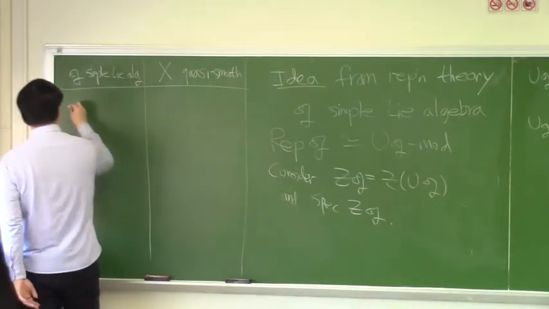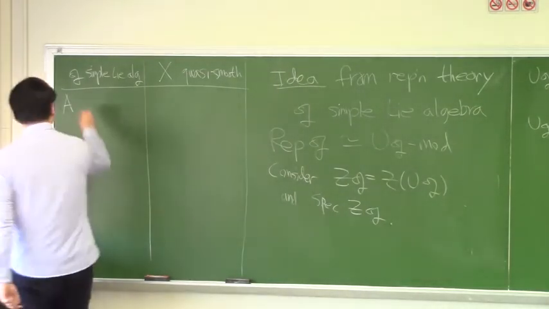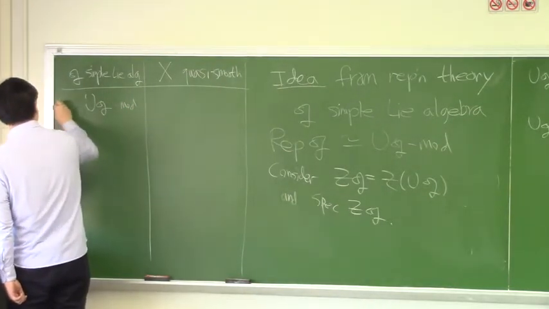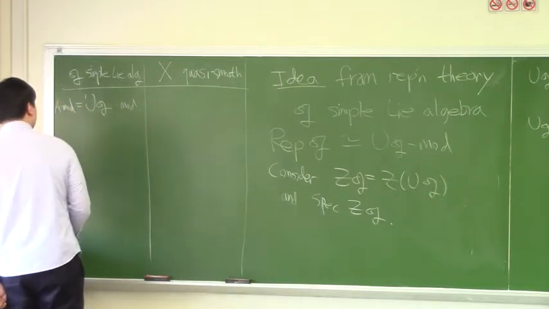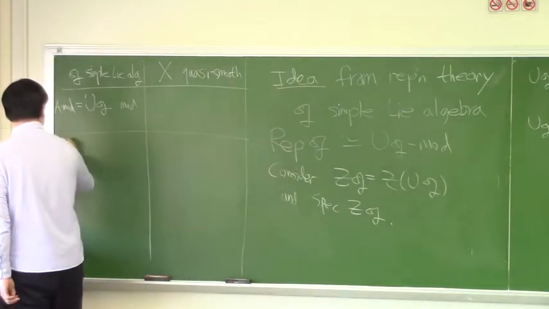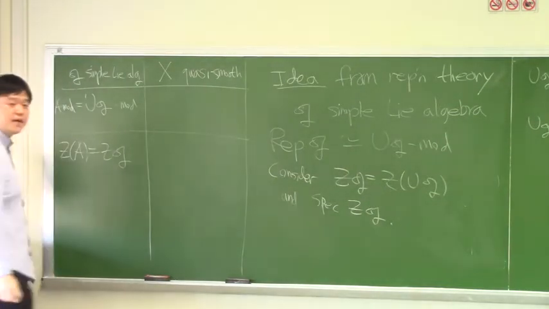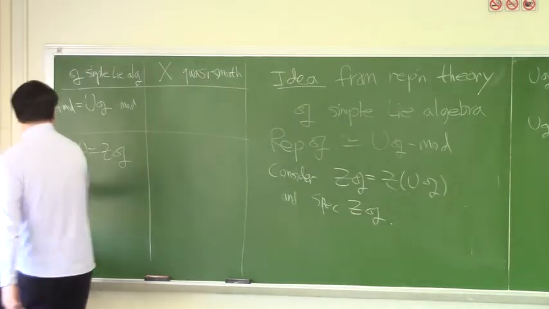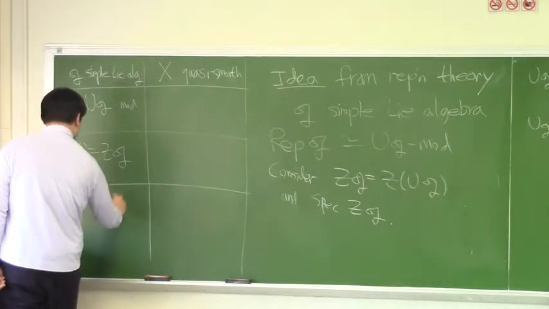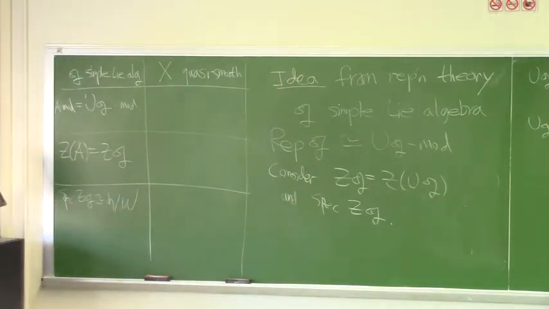So here, first of all, I want to note that this works for arbitrary algebra A, and the category A-mod, which in our case is G-mod. The next step is considering the center of A, in our case D. And the next step was thinking of the spec of the center, which is just H mod W, which is the Cartan and the Weyl algebra.